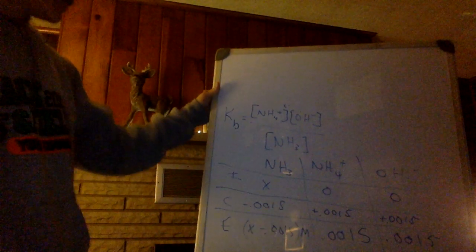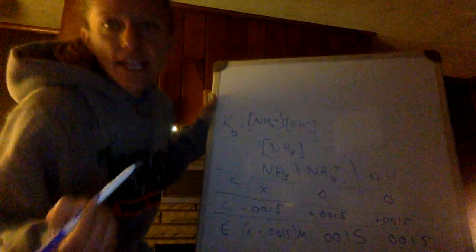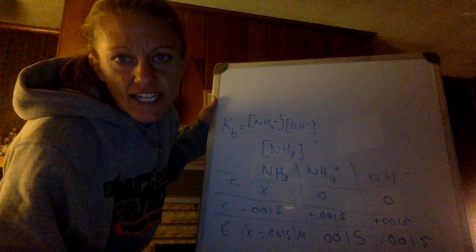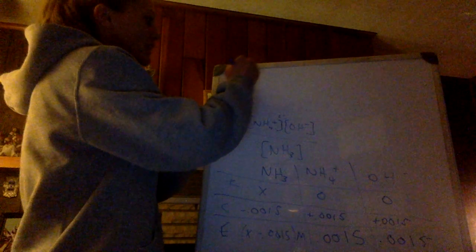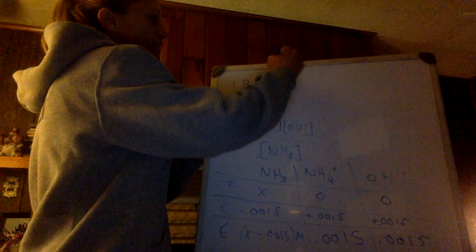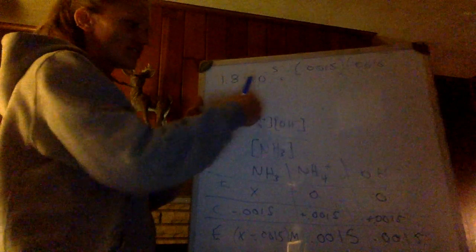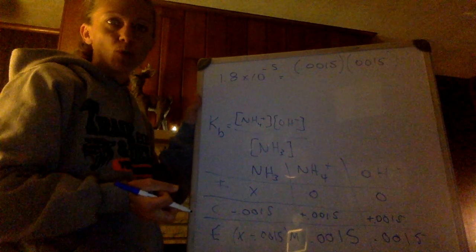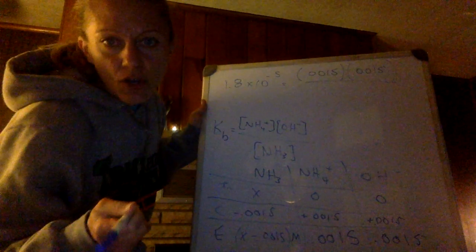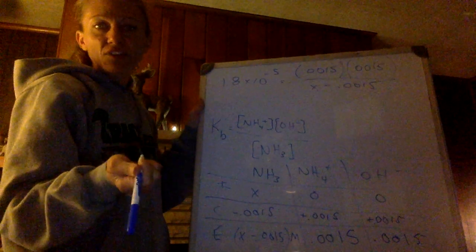So I'm going to clean this up top and get a little more room for the rest of this. All right, so that means that my Kb, which is 1.8 times 10 to the negative fifth, is going to be 0.0015 times 0.0015 at the top, because my concentrations of NH4 plus and OH minus are equal. And then we divide by X minus 0.0015. No quadratic risk here. So that's good.